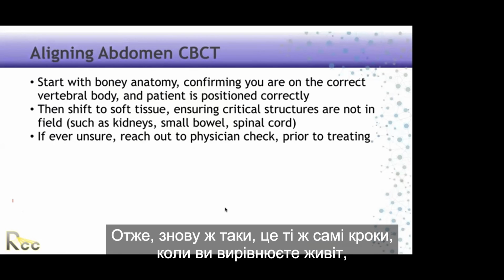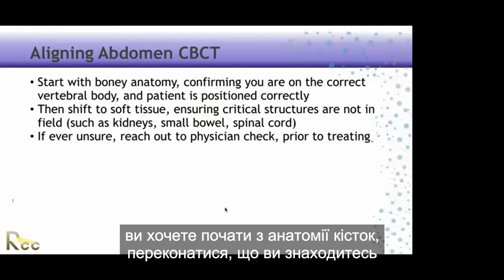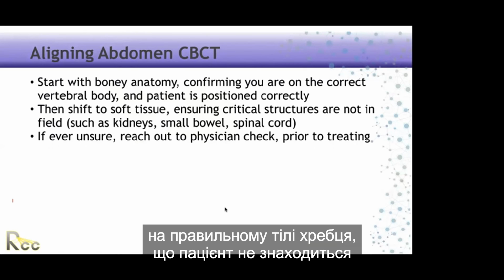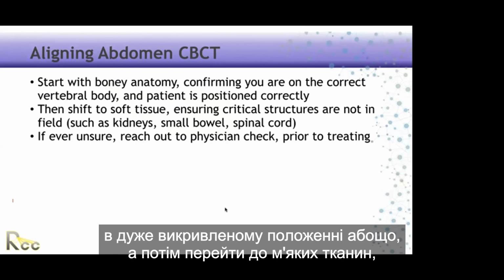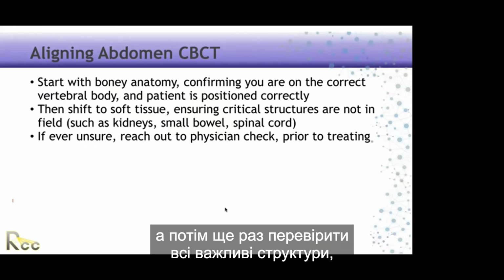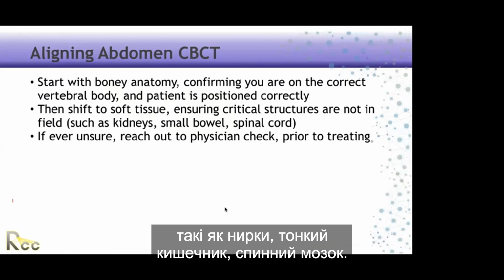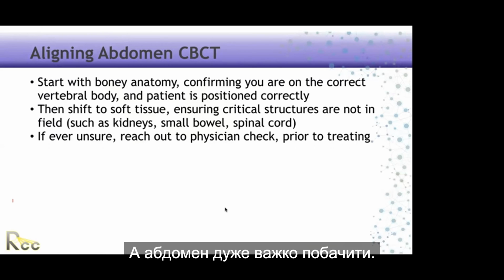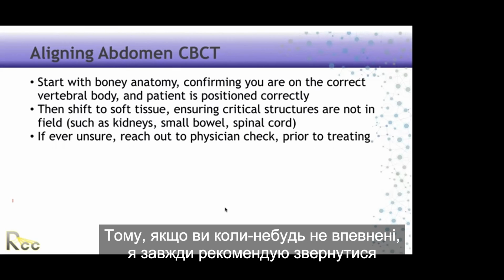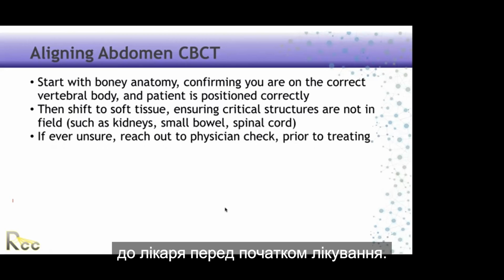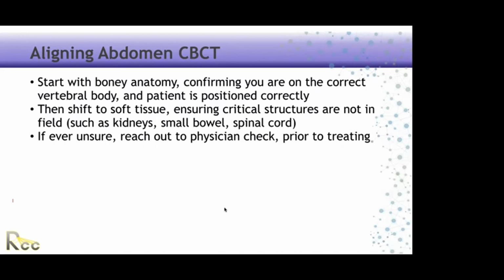Okay, so again, it's the same steps when you align an abdomen. You want to start with the bone anatomy, make sure you're on the correct vertebral body and the patient is not positioned extremely crooked or anything. Then shift to your soft tissue, and then double check all your critical structures like kidneys, small bowel, spinal cord. Abdomens are really hard to see, so if you're ever unsure, I would always recommend reaching out to the physician prior to treating.